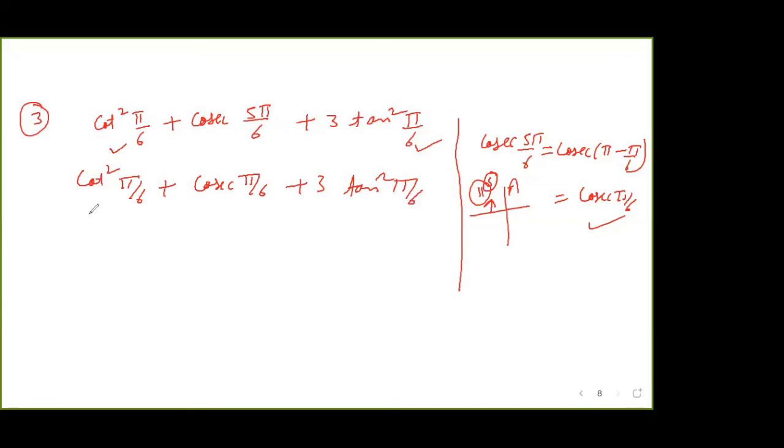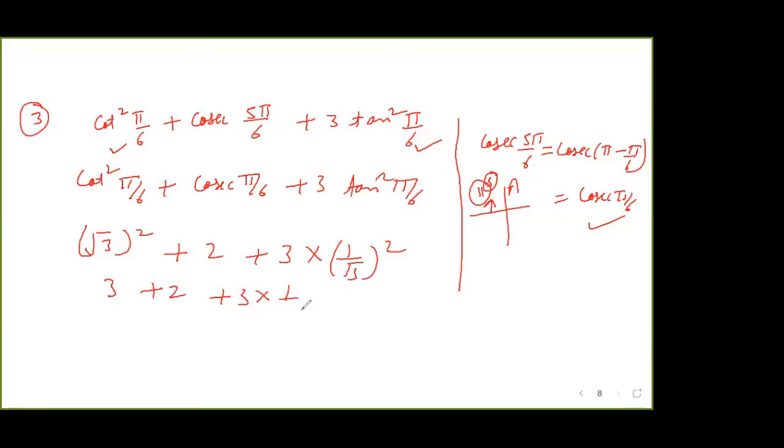Now put the values. Cot pi by 6 is root 3, squared. Cosecant pi by 6 is 2, plus 3 into tangent square pi by 6, which means 1 by root 3 squared. What you are getting here is 3, plus 2, plus 3 into 1 by 3. Here you are getting 1. It means 3 plus 2 plus 1 equals 6. This is the right hand side. The left hand side is the same, so left and right are equal, hence proved.